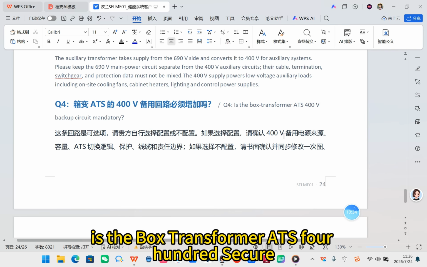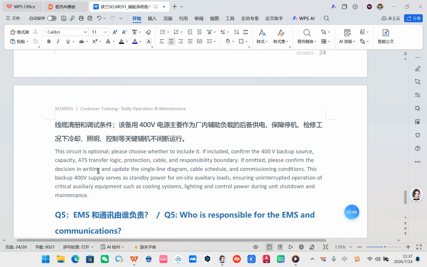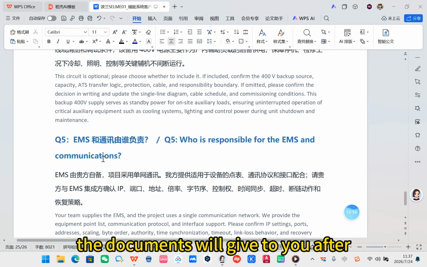Question 4. Is the box transformer ATS 400V secured mandatory? Please read it. Don't worry, I will say it again. The documents will be given to you afterwards.